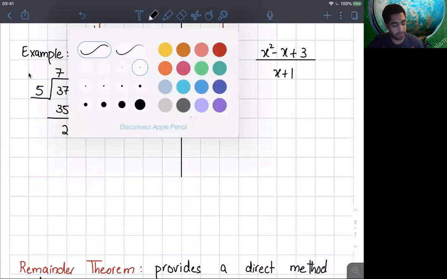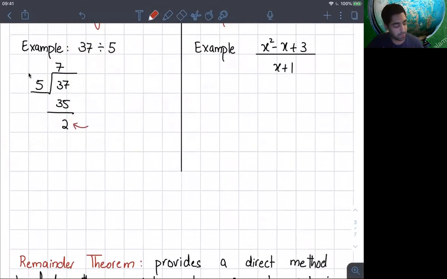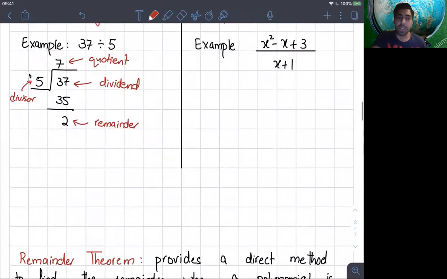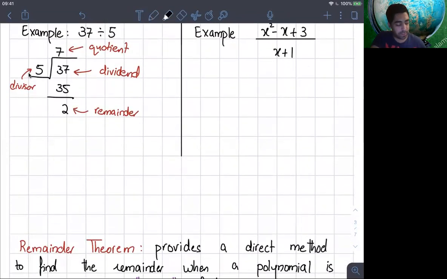Now, the main thing is that we want to label all these numbers and see what they mean. So this 2 is the remainder. The 7 is the quotient. 5 is the divisor. And 37 is the dividend. Now, what do all these terms mean? Well, the dividend, the main one, is what we're dividing. And then the divisor 5 is what we're dividing by. The quotient basically means the number by which you need to multiply the divisor to get as close as possible to the dividend, or maybe just exactly equal to that.